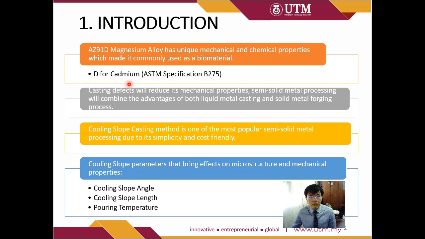As we all know, casting defects will reduce its mechanical properties, and semi-solid metal processing combines the advantages of both liquid metal casting and solid metal forging processes. Cooling slope casting is one of the most popular semi-solid metal processes due to its simplicity and cost-effectiveness. We do not have to purchase any extra expensive professional machinery to perform cooling slope casting. Cooling slope parameters such as cooling slope angle, cooling slope length, and pouring temperature play an important role in the microstructure and mechanical properties.